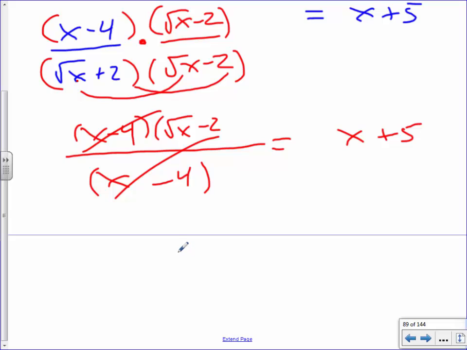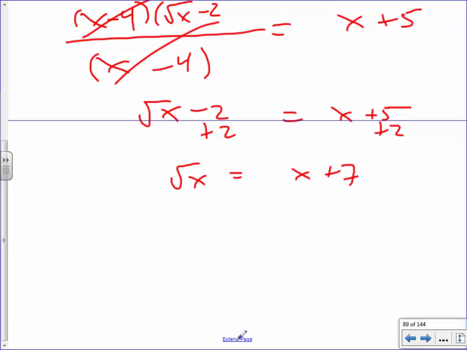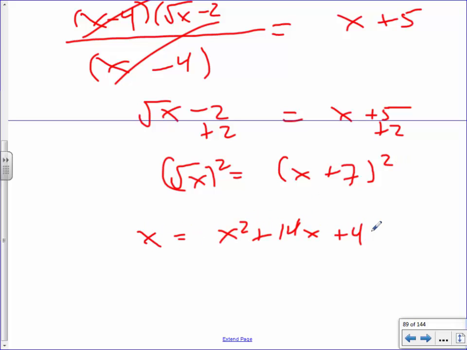Okay, we still have work to do, but hopefully you'd agree it made it a little bit better. Because now what's left is a root x -2 and an x +5. Fantastic. Add 2 to both sides. Root x equals x +7. Square both sides. Hopefully you kind of recognize the same steps. Slow me down, by the way, if I'm going too fast. Square both sides. X will equal x squared plus 14x plus 49.